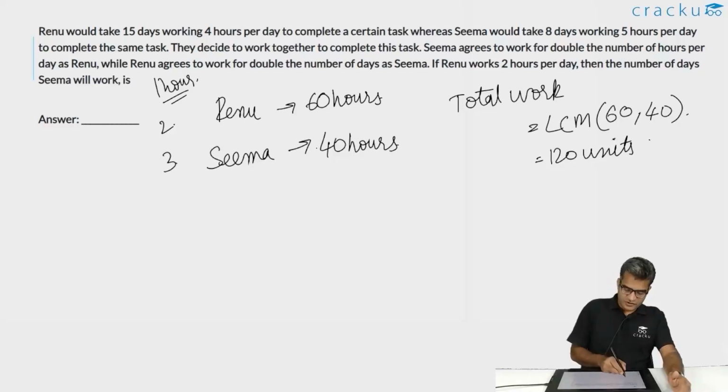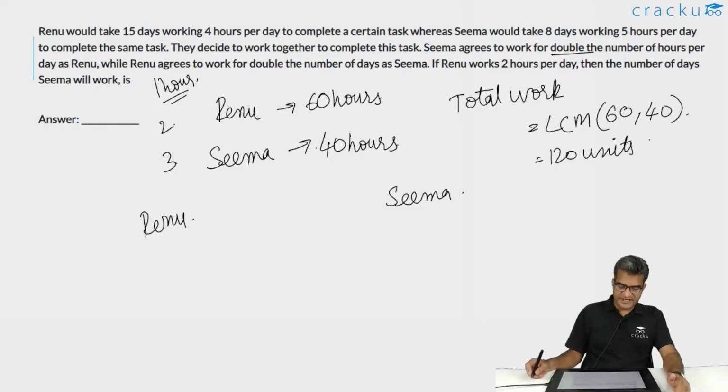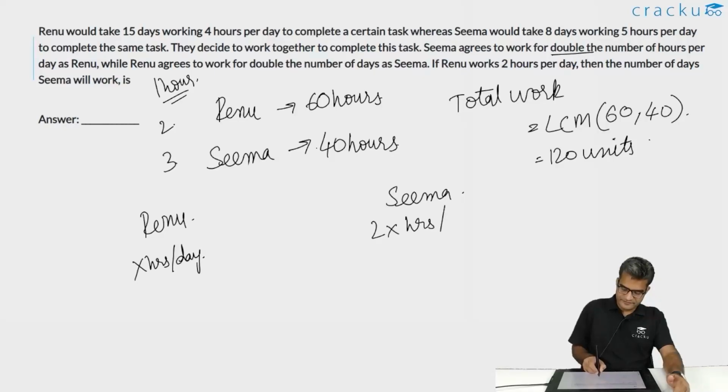What we are told is now both of them continue to work. This is Renu and this is Seema. Now Seema agrees to do double the number of hours per day as Renu. So if say Renu is working X hours per day, Seema is saying that she will work 2x hours per day. While Renu agrees to work double the number of days as Seema. So if Renu is working Y days, Seema will be working Y by 2 days.